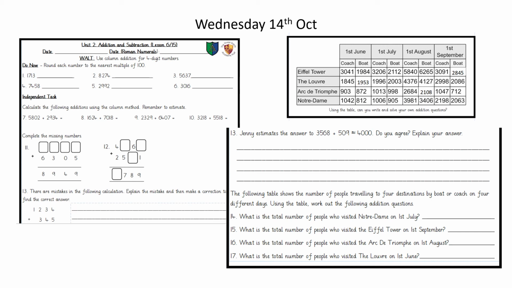The last part, question 14, 15, 16 and 17, uses the little table that I've given you at the top, where it talks about the Eiffel Tower, the Louvre, the Arc de Triomphe and the Notre Dame. I'm asking you to find the total number of people who visited the different attractions in France on each of the different days. This involves very carefully reading the information in the table. Remember to take care. Good luck!